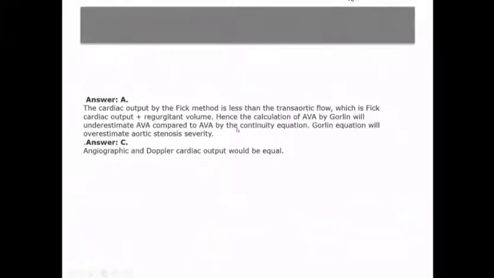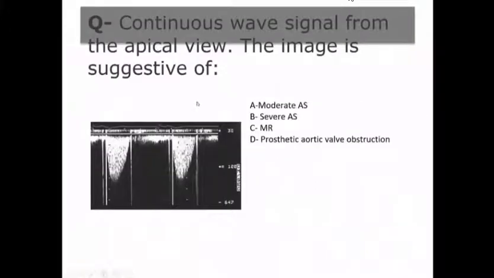So the Gorlin equation will overestimate the aortic stenosis severity, whenever the angiographic and Doppler cardiac outputs are almost equal. This was the only graph, a continuous wave signal from the apical view. This is suggestive of mild to moderate MR, or prosthetic valve obstruction. So the only clue is there.